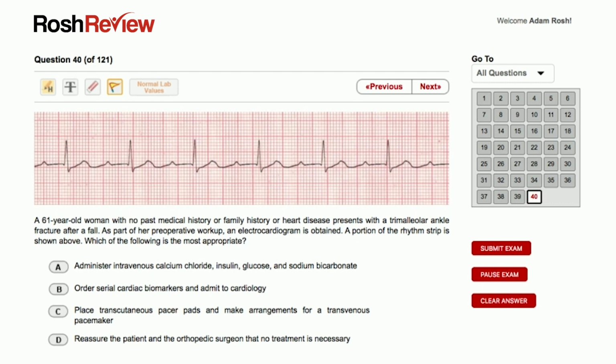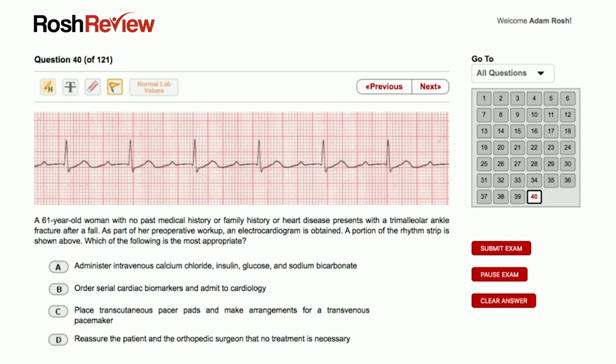A, administer IV calcium chloride, insulin, glucose, and sodium bicarbonate. Answer choice B, order serial cardiac biomarkers and admit to cardiology. C, place transcutaneous pacer pads and make arrangements for a transvenous pacemaker. And D, reassure the patient and the orthopedic surgeon that no treatment is necessary.